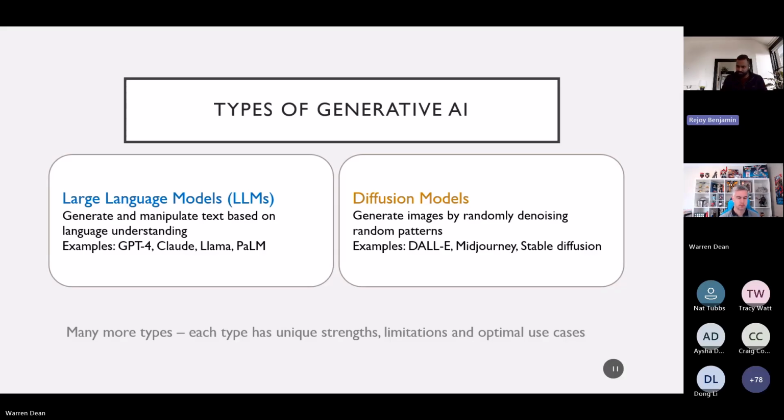So in terms of the different types of generative models, these are the two main things I wanted to focus on today: large language models and diffusion models. There are many others as well. Each of those models has its own strengths, its own limitations, and its own use cases.